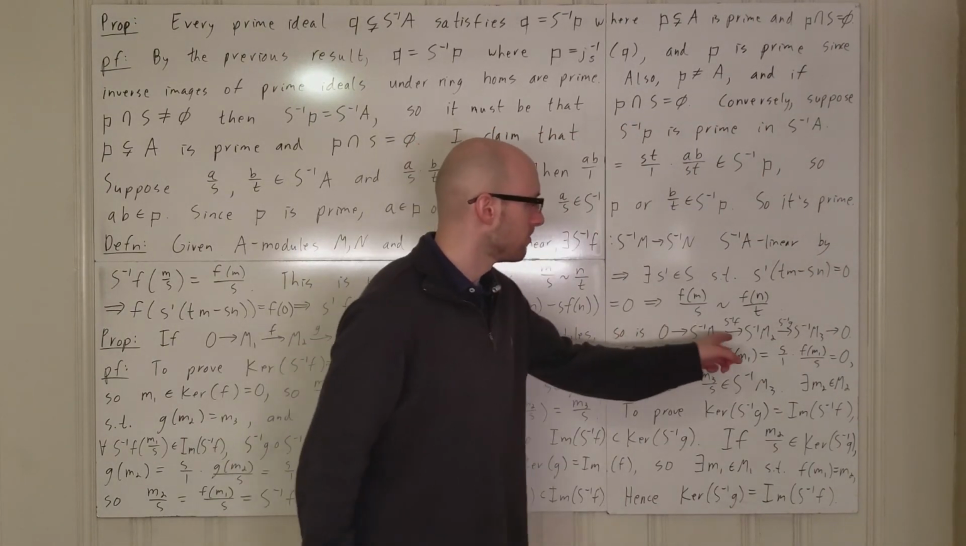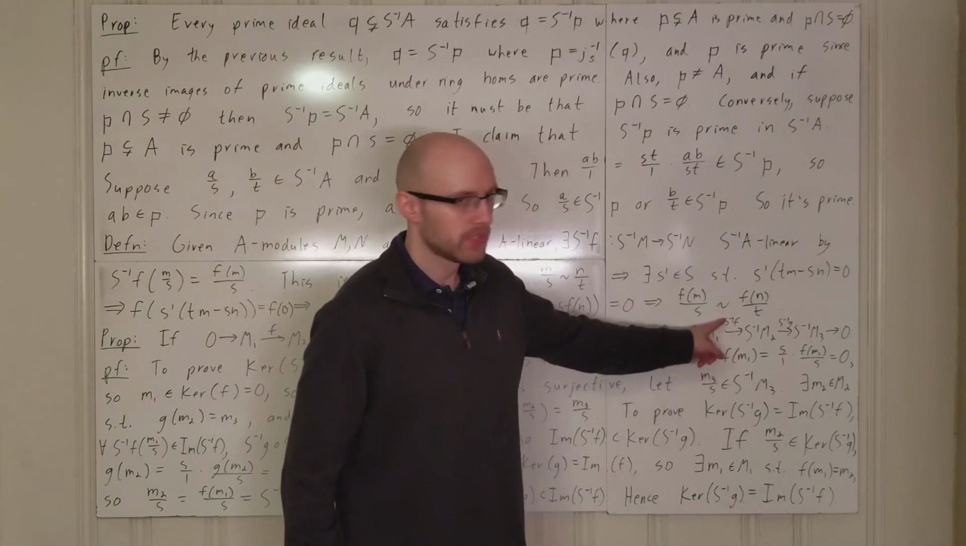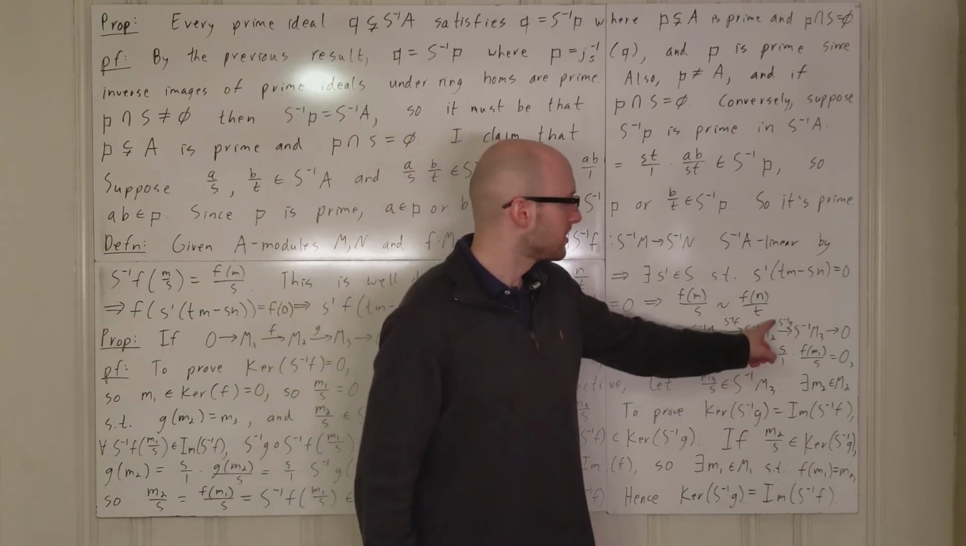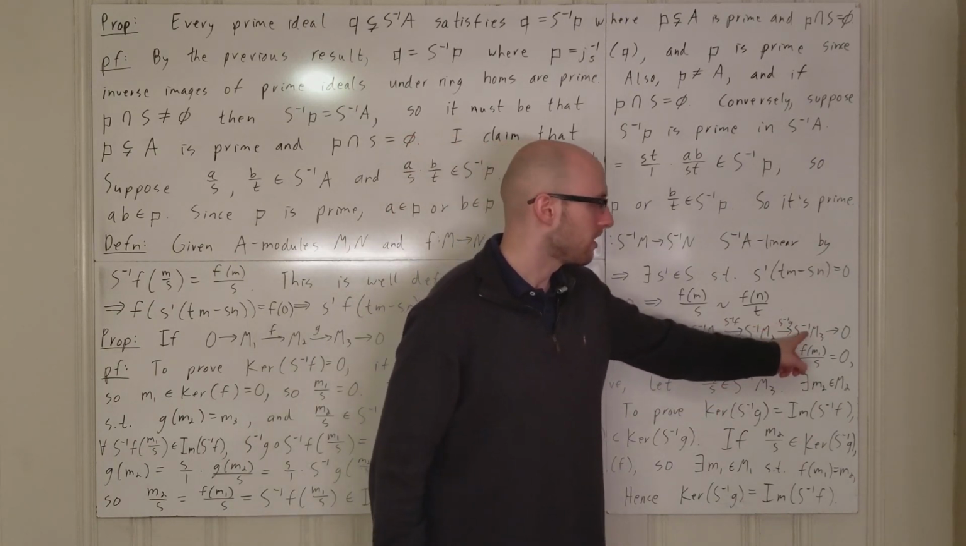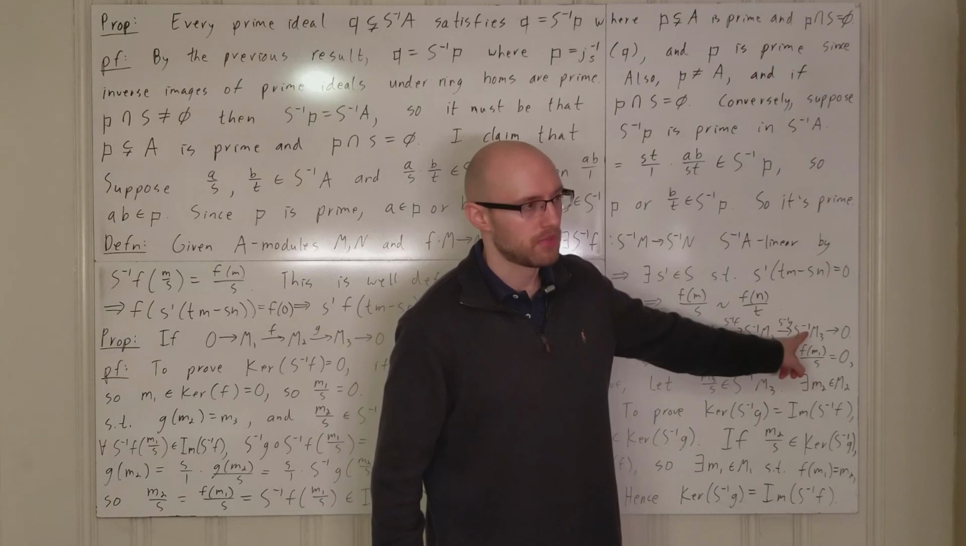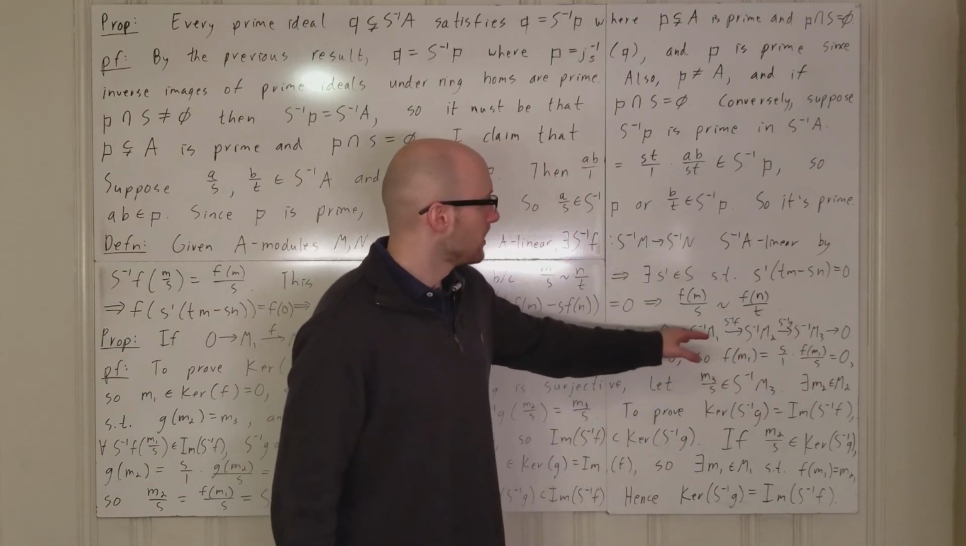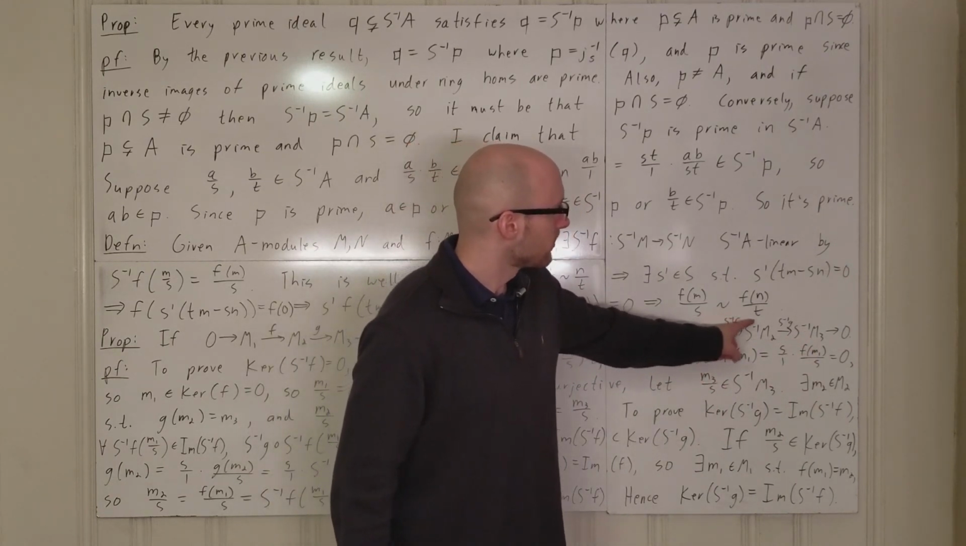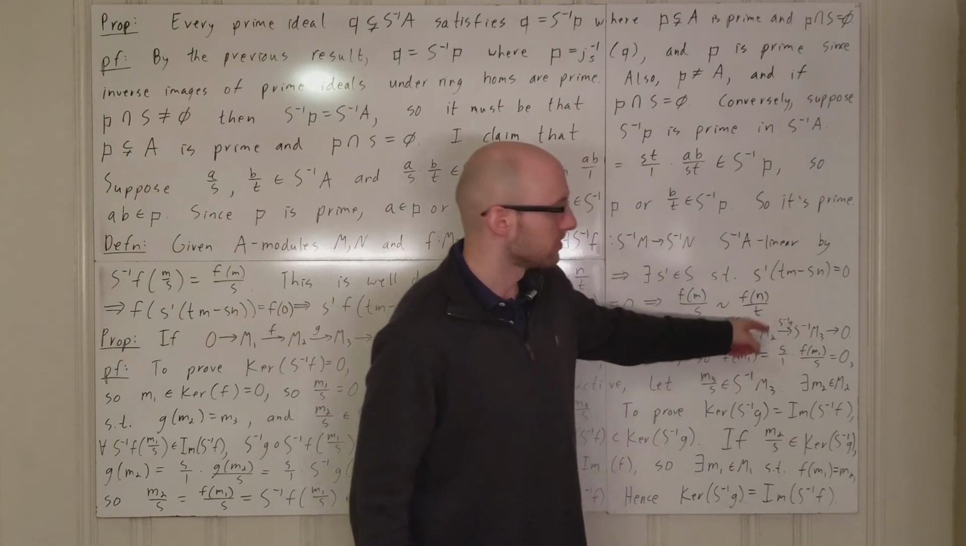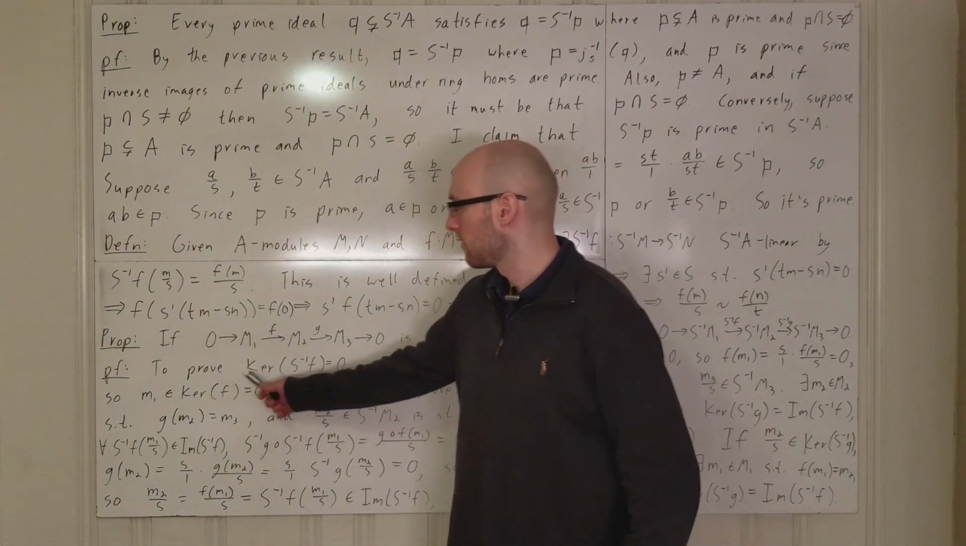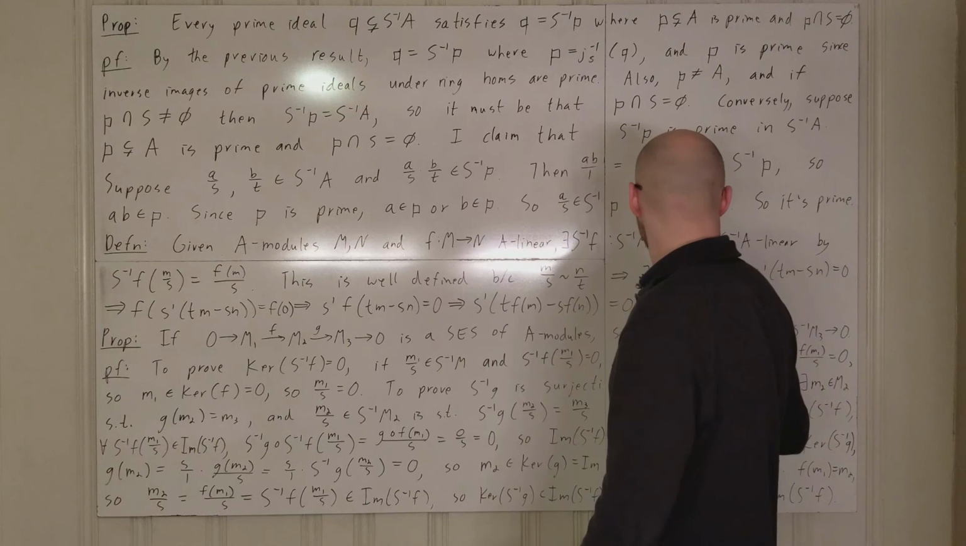The kernel of, so we need this to be injective, i.e. the kernel of this map is 0. We need this to be surjective, i.e. the image of this map is all of S inverse M3. And we need the image of S inverse F to be equal to the kernel of S inverse G. So let's start with one of them, proving that the kernel of S inverse F is 0.